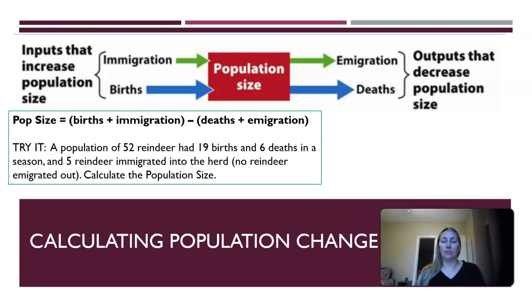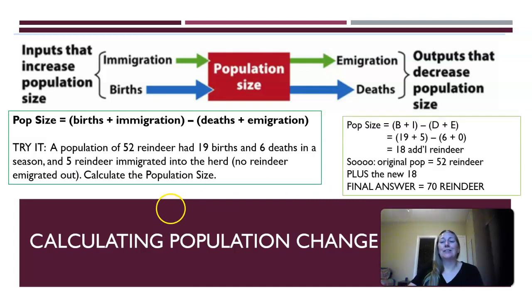Let's say we have a population of 52 reindeer. We've got 19 births and 6 deaths, and then 5 reindeer immigrated into the herd and no emigration. Calculate the population size. Press pause while you calculate the population size using the formula on the screen. Once you've calculated the population size, here is your answer.